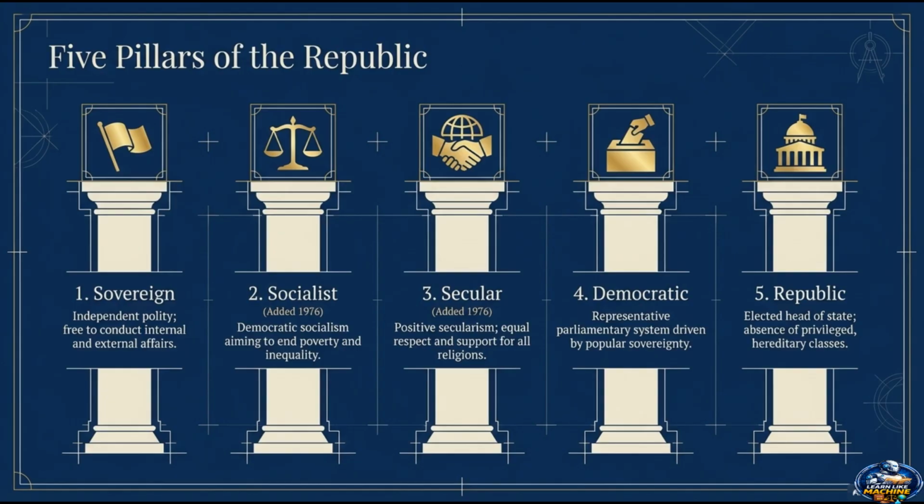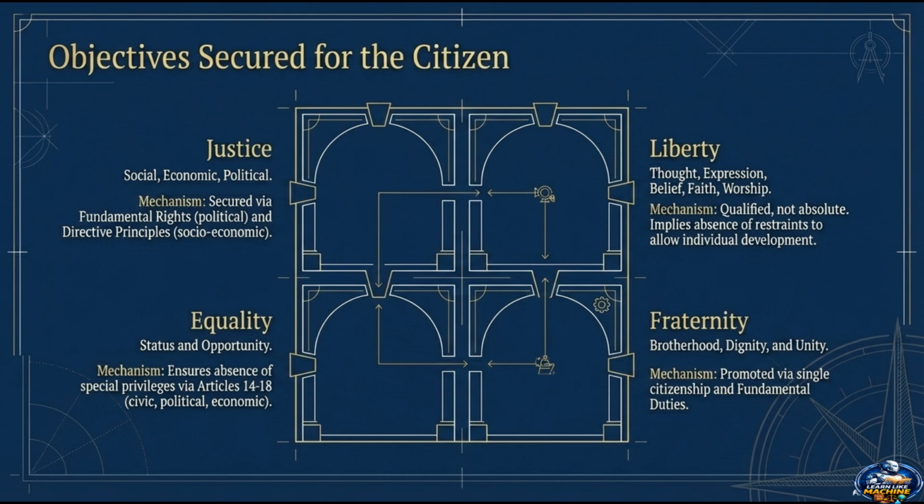The Preamble establishes 5 pillars of the Republic: sovereign, socialist, secular, democratic, and republic. Each defines a critical aspect of India's political identity. The objectives secured for citizens are justice, liberty, equality, and fraternity. These are reinforced through fundamental rights, directive principles, and single citizenship.